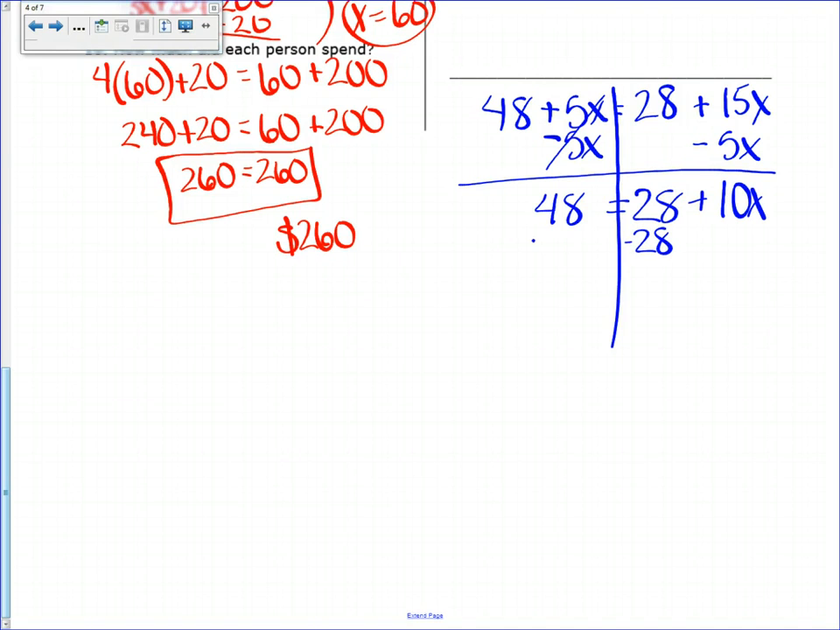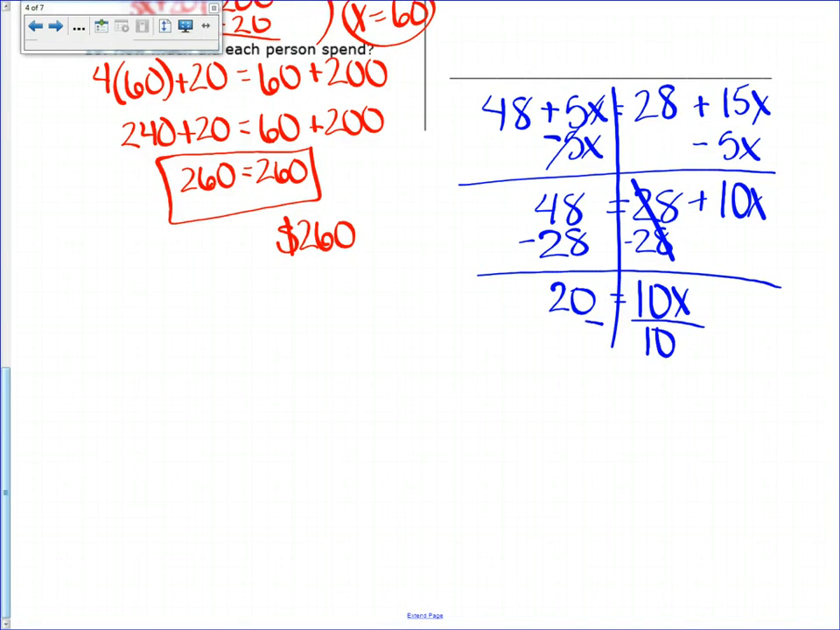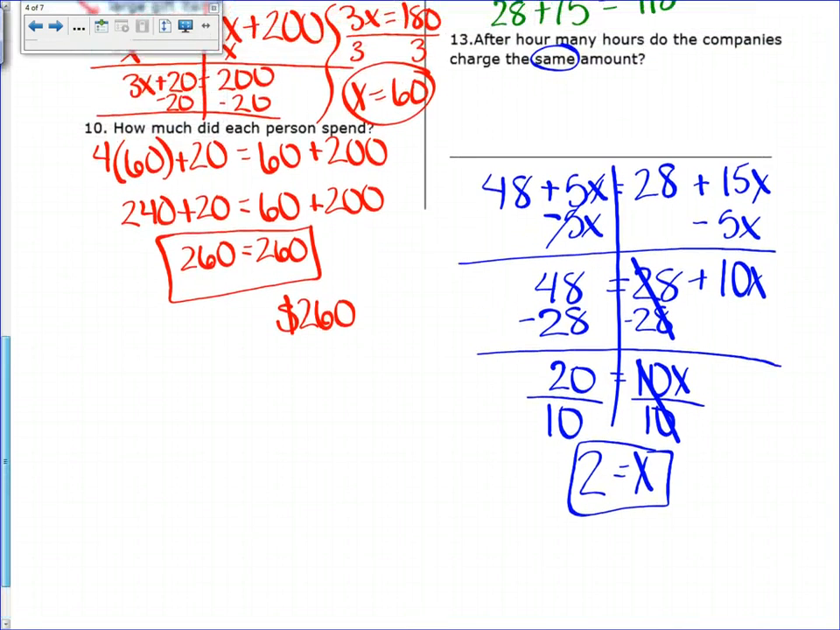Subtract 28 from both sides. Remember, we have to move the 28 because we don't want to get rid of everything on the left. We want to keep it balanced. So you get 20 equals 10x, and then divide by 10. Remember, division is the last thing you should do every time. 20 divided by 10 is 2. So after 2 hours, the companies will charge the same amount.